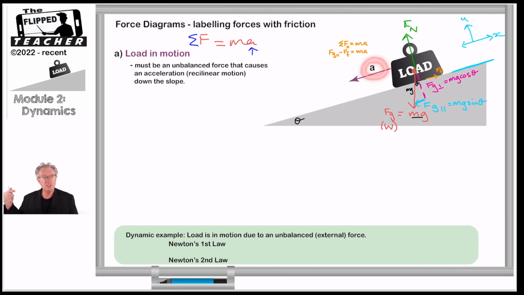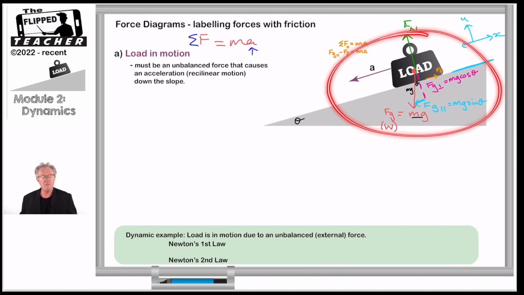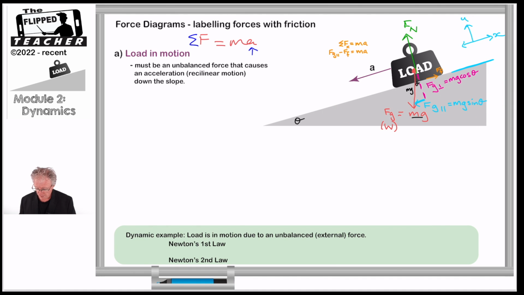Since we've got acceleration going down the ramp, that must be telling us that the downward component of the weight force is greater than the upward frictional force. And we wrote a little expression here to work that out if we need to, if we're given some more data. So this is an example of how you do a force diagram.